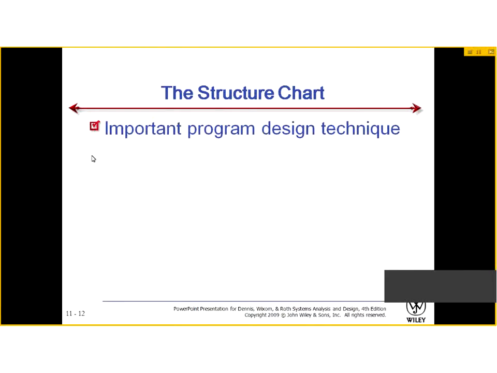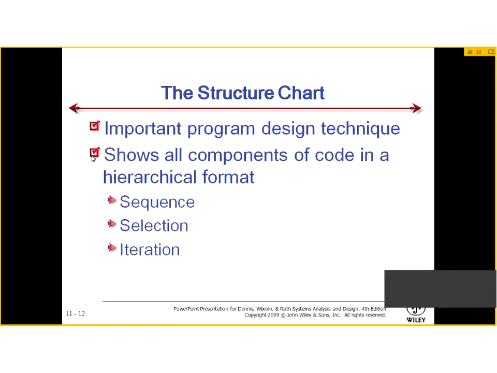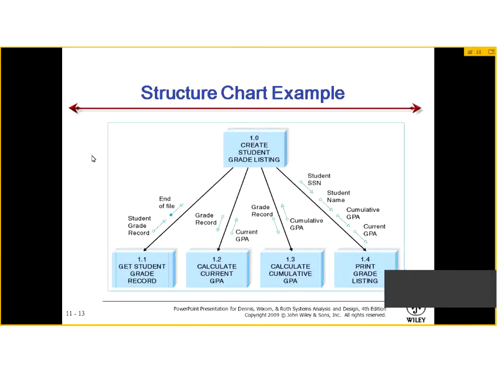Now I told you about structure charts, that structure charts are made for every physical data flow diagram, and they show all the components of the code in a hierarchical format. You represent sequence, selections, and iterations. And this is an example of a structure chart in which the process was create student grade listing. Now you can see here that get student grade record is giving output to create student grade listing, and the outputs are the student grade report, and it is sending a control couple as well, which indicates the end of file. I explained this structure chart in class, so I'm going to skip it now.